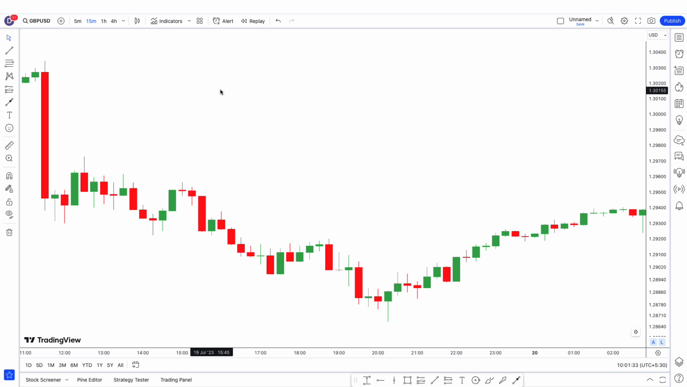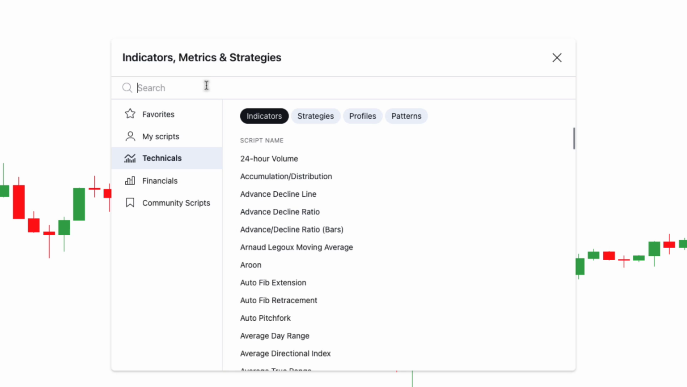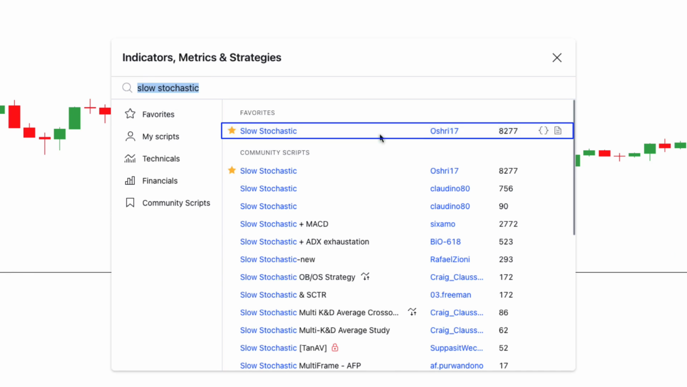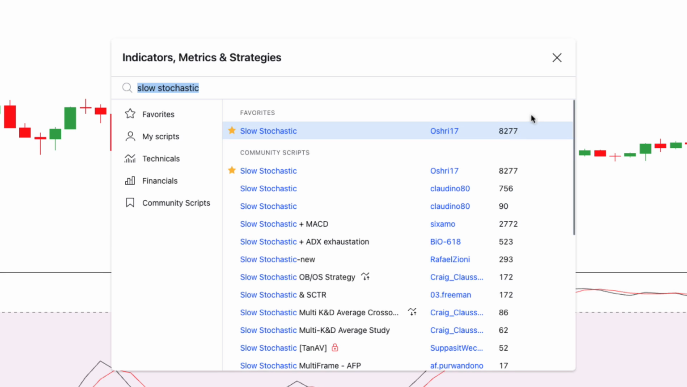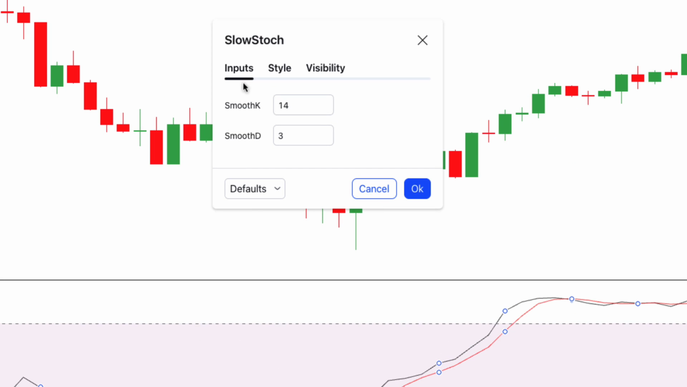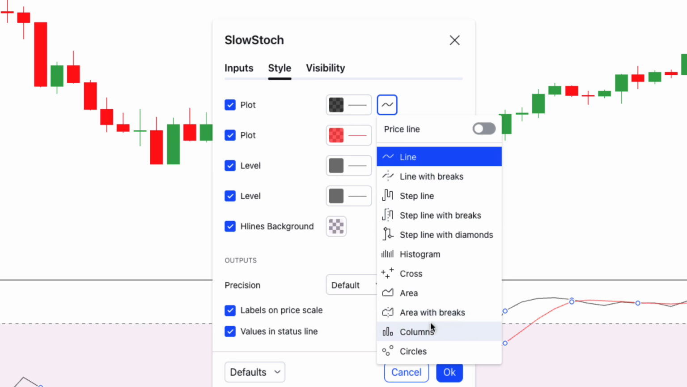As far as indicators and their settings are concerned, let's start with the confirmation indicator, which is the slow stochastic indicator. Then in the search field type, slow stochastic, from the results choose this indicator, which was created by Oshri17. After installing the indicator, open its settings and go to input section, change this value from 3 to 5. Then go to style and turn these lines into columns.